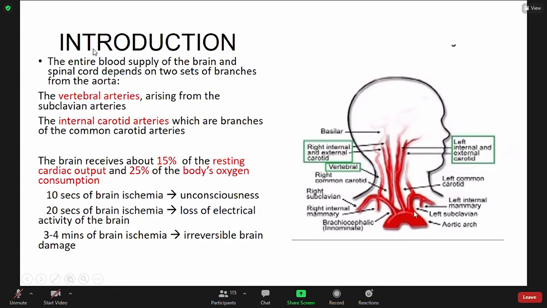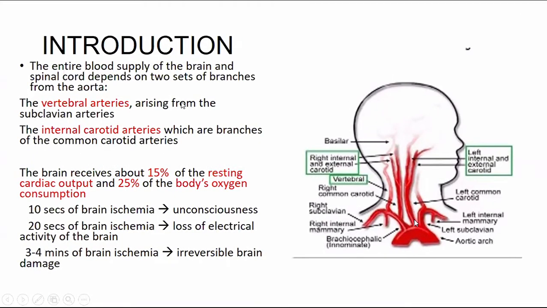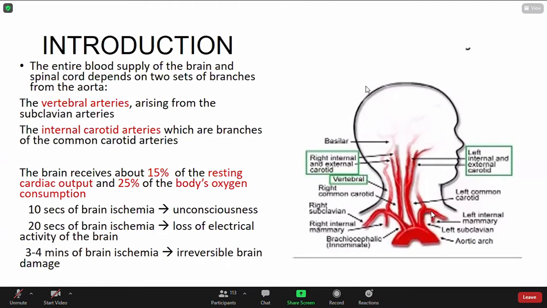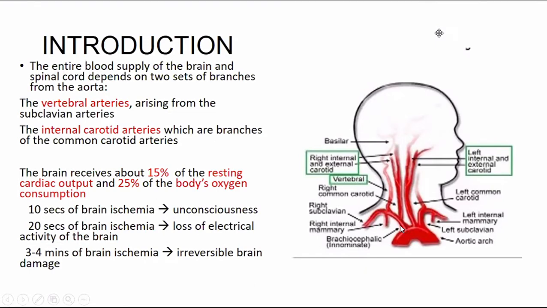This is your aortic arch. It gives off three branches: the brachiocephalic vein, the left common carotid, and the left subclavian vein. Now, arising from the brachiocephalic vein, we have your right common carotid and the right vertebral. Your left common carotid arises from the arch of the aorta itself, while your left vertebral artery arises from the left subclavian vein. So this is just to orient you to the areas where they go off.